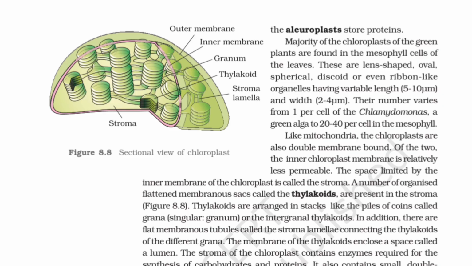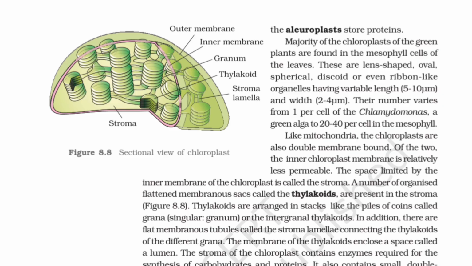Of the two, the inner chloroplast membrane is relatively less permeable. The space limited by the inner membrane of the chloroplast is called the stroma. A number of organized flattened membranous sacs called the thylakoids are present in the stroma. Thylakoids are arranged in stacks like piles of coins called grana (singular, granum), or the intergranal thylakoids. In addition, there are flat membranous tubules called the stroma lamellae, connecting the thylakoids of the different grana.